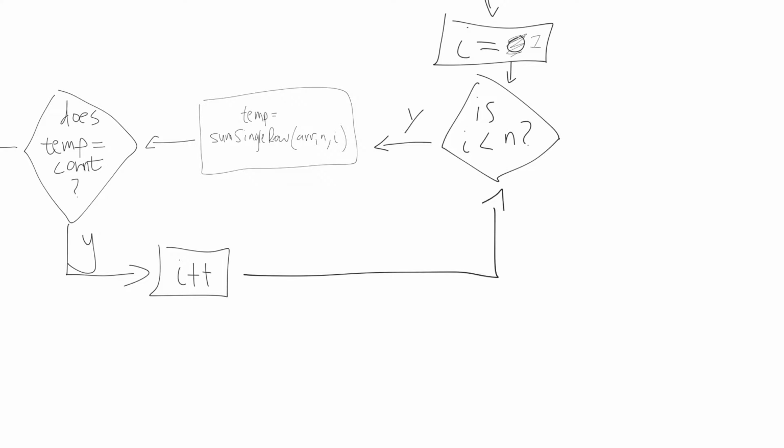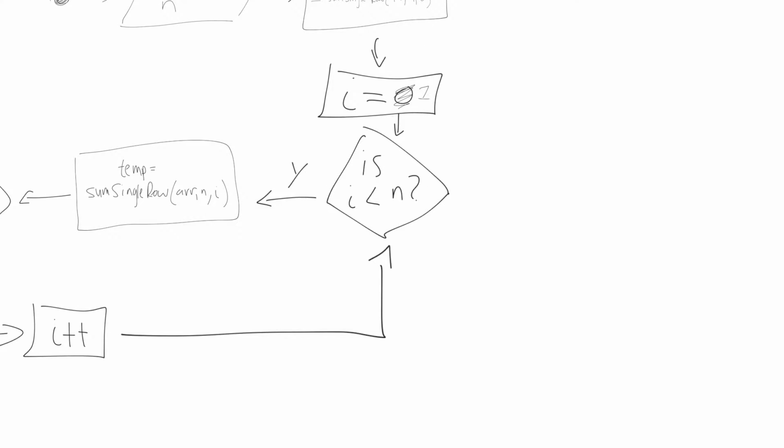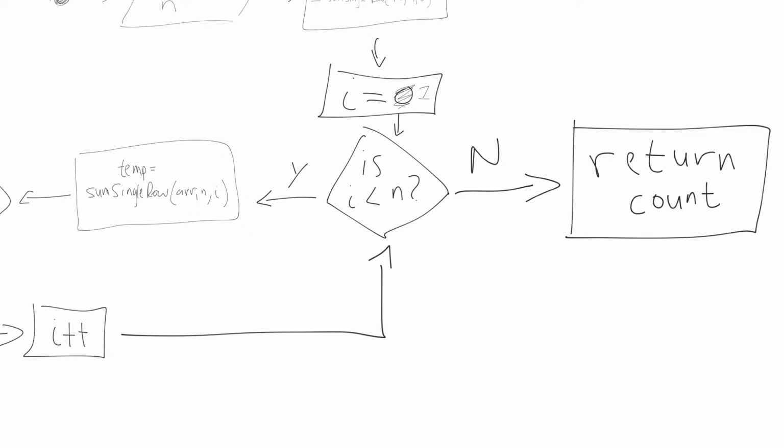What happens when we get to a point when i is greater than or equal to n? When that's the case, it means that we've gone through every single row and all of them have added up to the same value. That means that we can return the count, because that is what the sum of each row is.